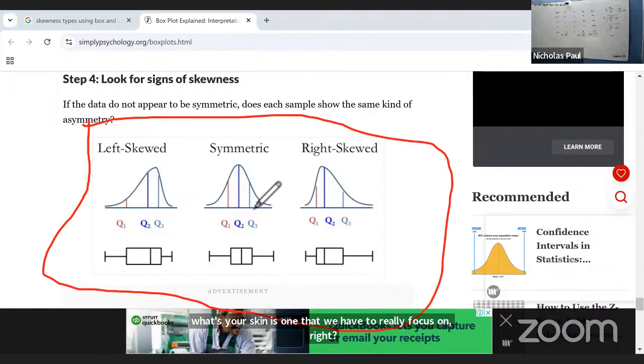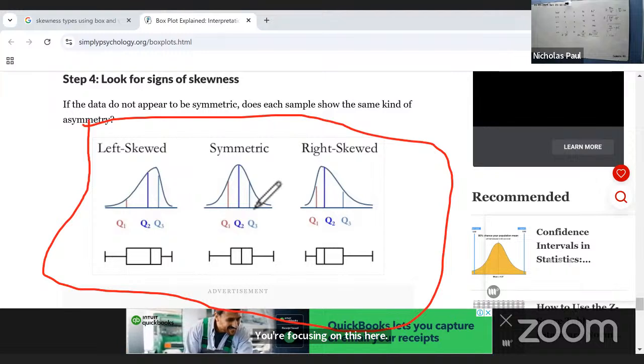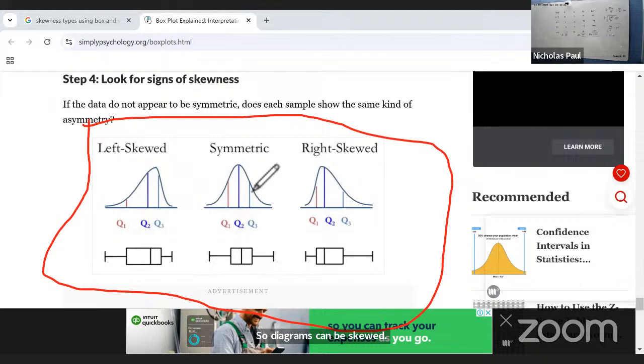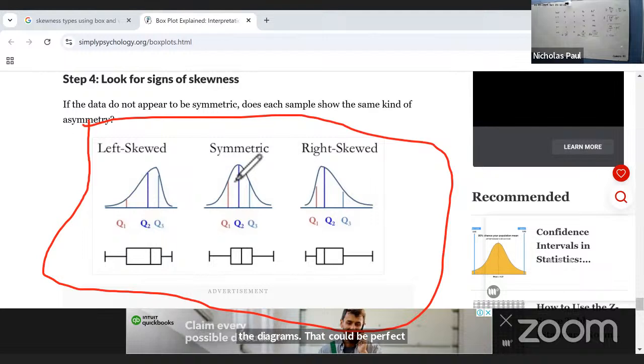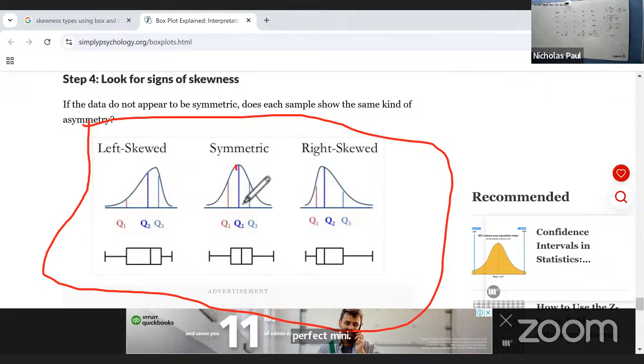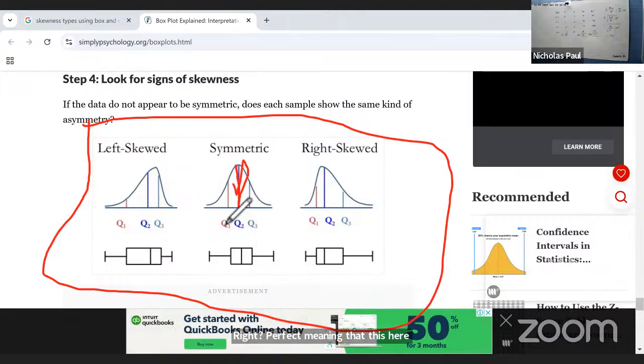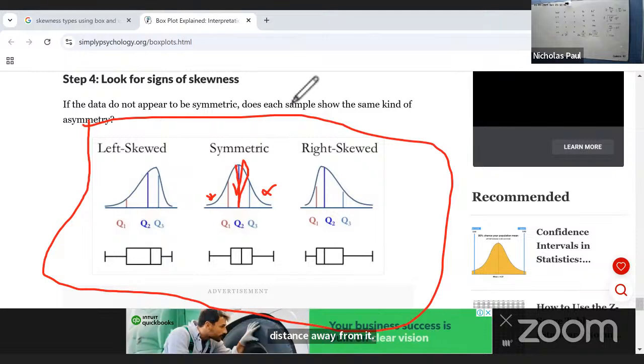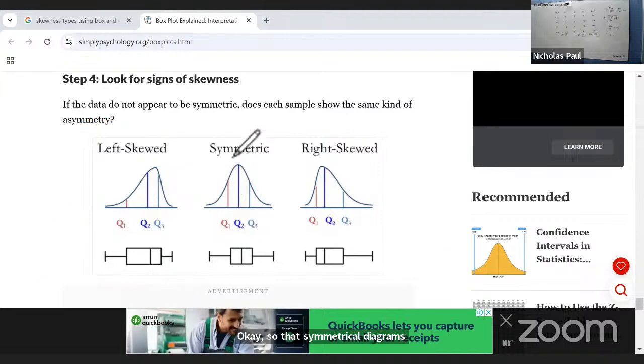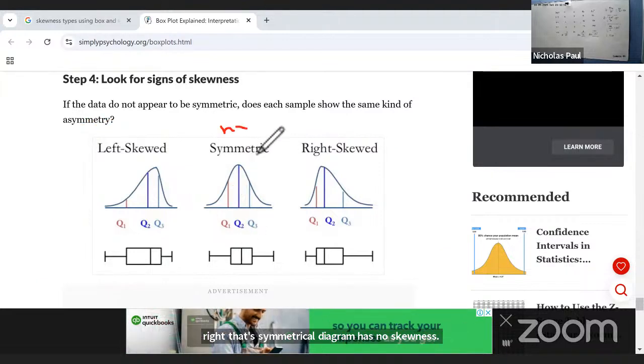So diagrams could be skewed. The data could be perfect, meaning that this here is the mean, and all your values on either side are equally distant away from it. That's a symmetrical diagram, and a symmetrical diagram has no skewness. So the skewness here is 0.